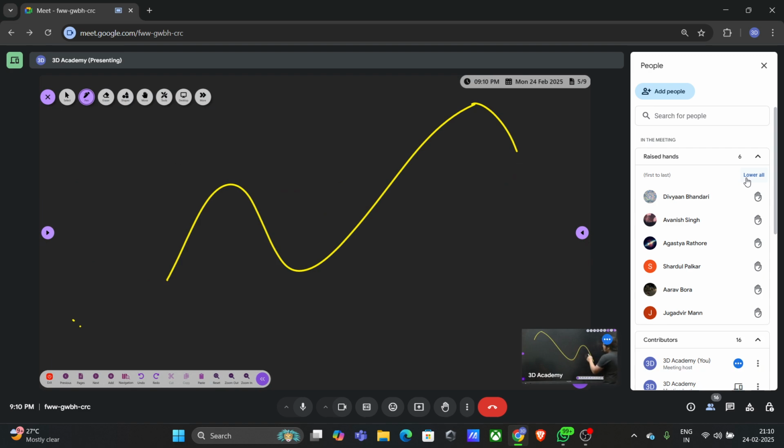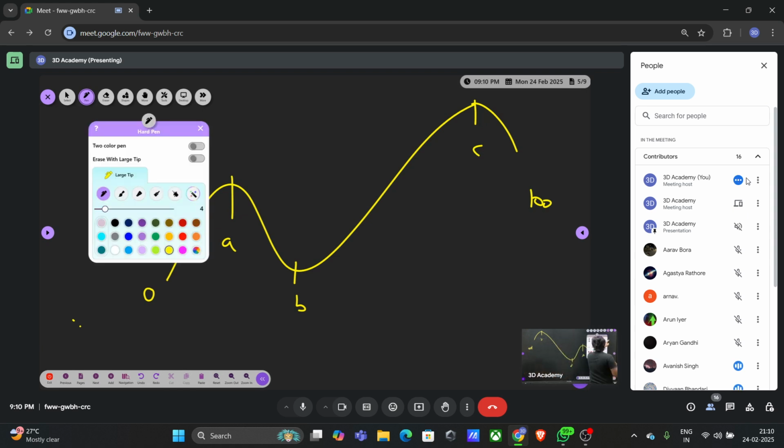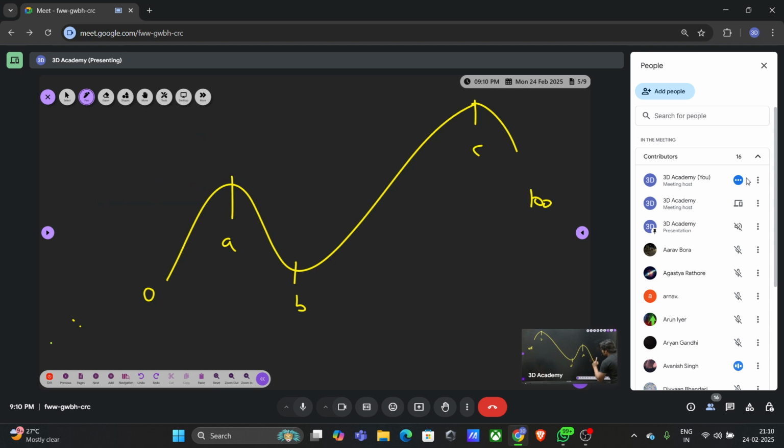Tell me one thing. Whatever this point is, let's say this is point A, this is point B, and this is point C. Let's say I'm starting from 0 and I'm going till 100. Guys, tell me the interval where the function is increasing. I'm saying interval, not the points. 0 to A, it is increasing, and B to C, it is increasing. Yes or no? Tell me the intervals where it is decreasing. A to B, it is decreasing, and C to 100, it is decreasing.